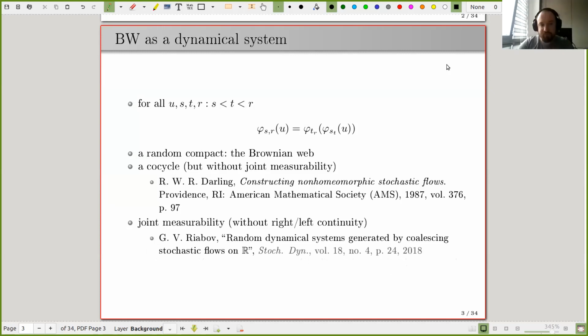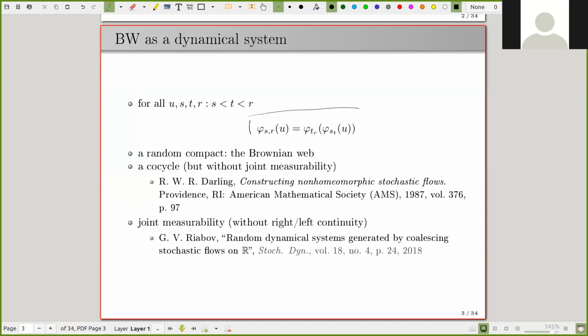A question arises whether the Brownian web can be seen as a dynamical system, because it does possess this good property. And this holds for all u, s, t, and r, with probability 1. However, if we ask about the proper definition of a dynamical system, there are some problems. For instance, Darling proposed a construction of a Brownian web. However, he lost joint measurability when we consider also the dependence on omega.